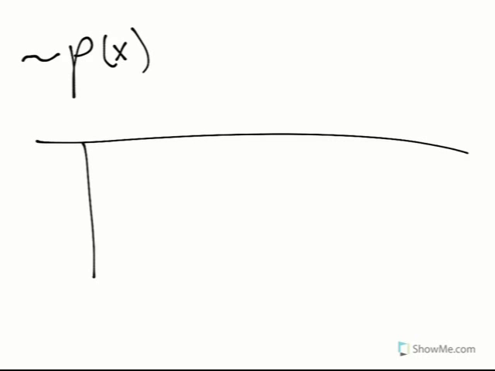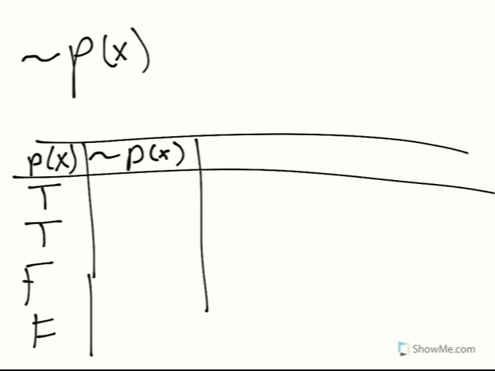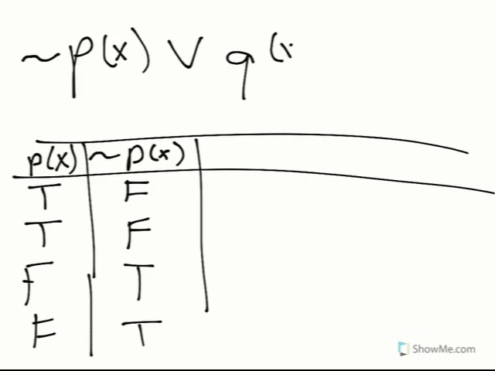Now, remember also that this sign right here means negation. That is, when we have p of x, and we have true, true, false, false, when we apply this symbol right here, we should have the exact opposite: false, false, true, true. Alright? This is important when considering a union with another one or an and. For example, with q of x.